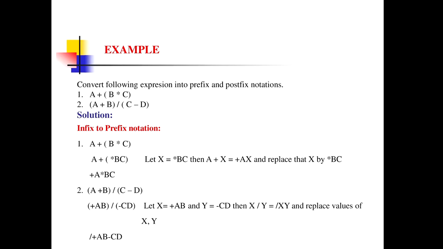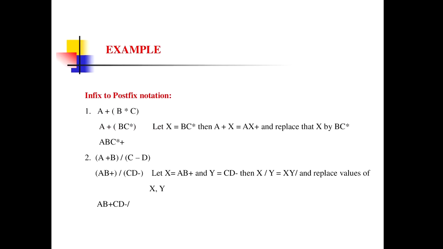Similar steps for the other example, (A plus B) slash (C minus D). Here you solve the brackets first. The first bracket is A plus B, which in prefix becomes plus AB, and the second bracket becomes minus CD. The same conventions I use once again here. You assume that X equals plus AB, the first bracket, and Y equals minus CD, the second bracket, so that the term becomes X slash Y. In the prefix notation the expression becomes slash XY. So finally you will get slash plus AB minus CD.